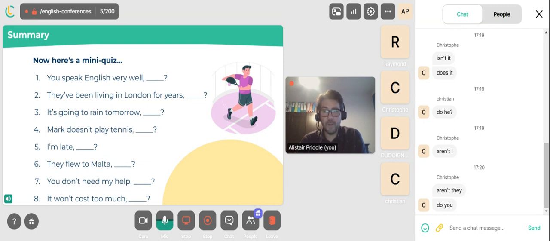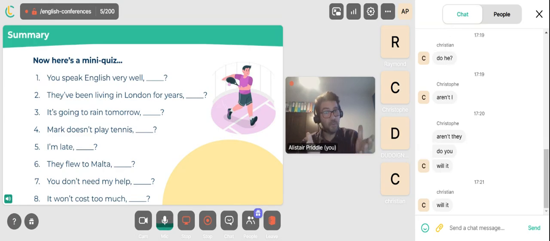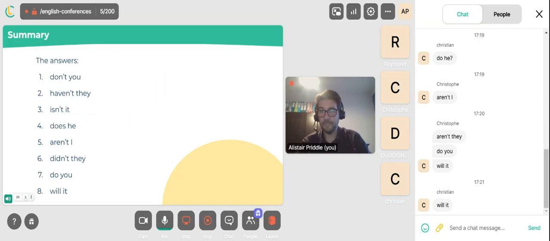And then the last one, number 8. It won't cost too much. Okay, so won't is the negative of will. So we correspond it with it as well. It won't cost too much, will it? Fantastic. Okay, well, let's have a look at those completed. There they are. Okay, so well done, guys. It's good to have a practice with those.